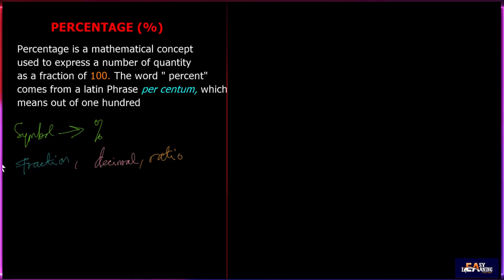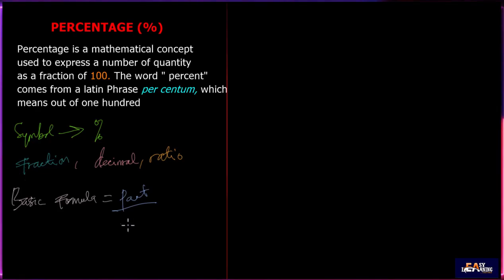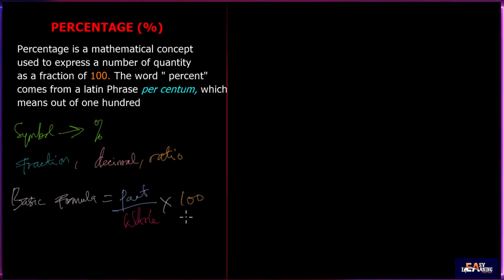It has a basic formula, and the basic formula for percentage is just what we could say: part all over the whole, then we multiply it by 100. This is just the basic formula for percentage.